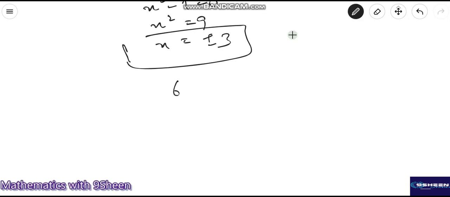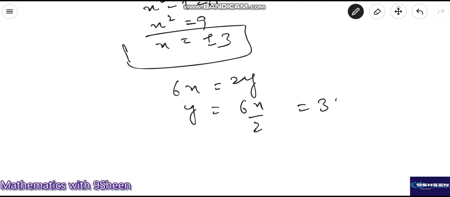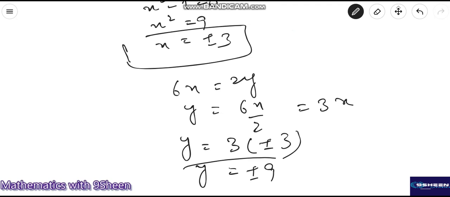Now 6x is equal to 2y. Y is equal to 6x by 2, which means 3x. When we substitute the x value, y is equal to 3 times plus minus 3. It will be plus minus 9. Now finish your exercise 1.1.